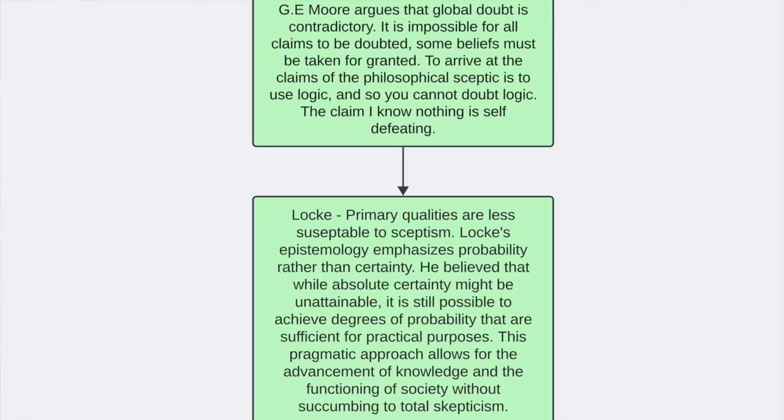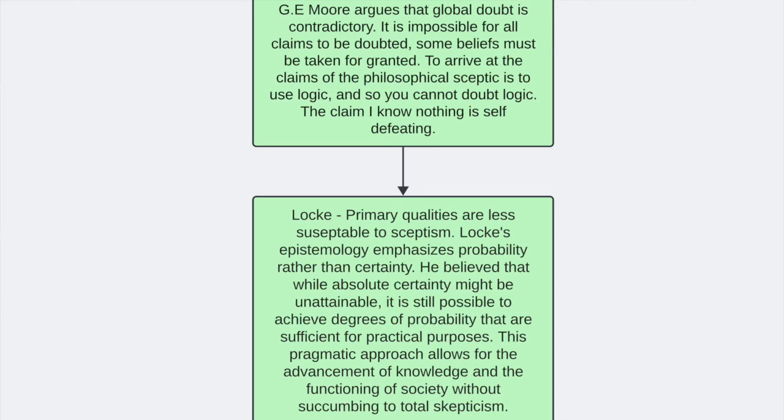So, in this way, we can show that the position of global skepticism is contradictory. You can't doubt everything. Some things must be taken for granted. Because to get to a position where you can doubt everything, you need to use your reasoning. And if you don't take your faculty of reasoning for granted, then you can't get to that position in the first place.